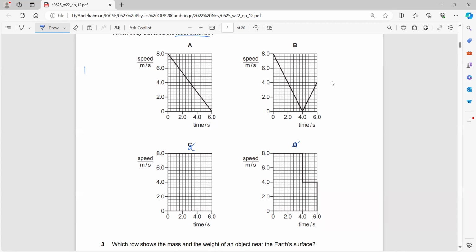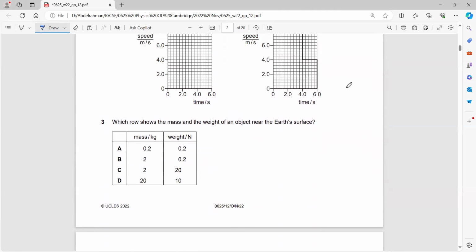For A, it would be half times 6 times 8, which is 24, if I'm not mistaken. For B, we can calculate two triangles. The first one would be half times 8 times 4, and the other one would be half times 4 times 2. So this would be 16, and the other one would be 4. 16 plus 4 is 20. Total area is 20, which is less than 24. So B would have a less distance traveled.